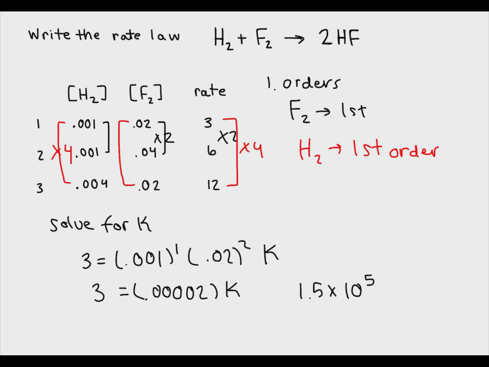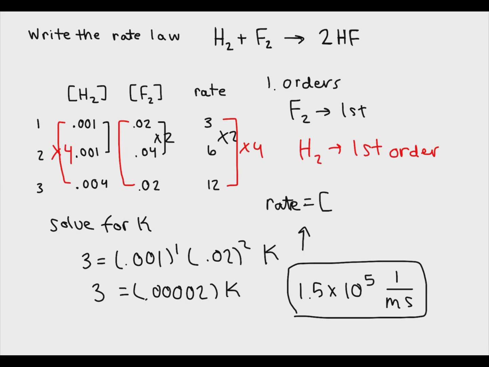And last but not least, the final step we need to do to actually write out the rate law is to put all of this together. You can see I've done that here for you, and the rate law is rate equals our concentration of H2 times our concentration of F2 times our K, which is 1.5 times 10 to the 5th.